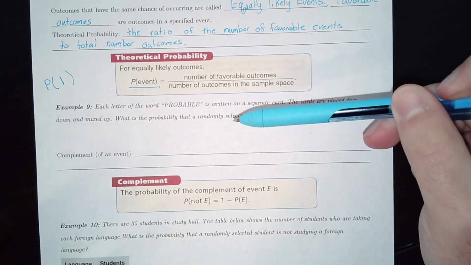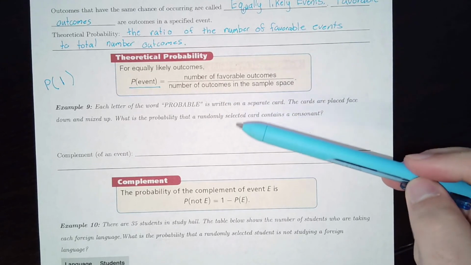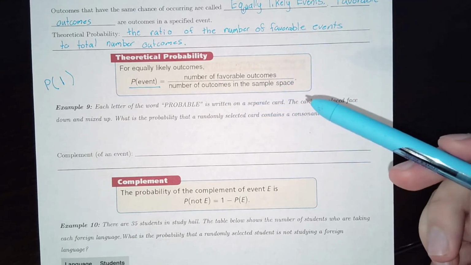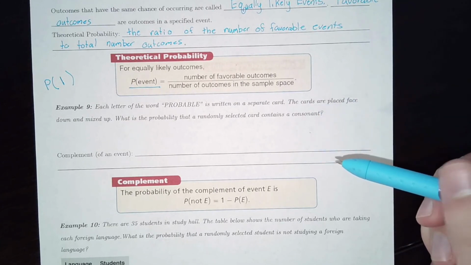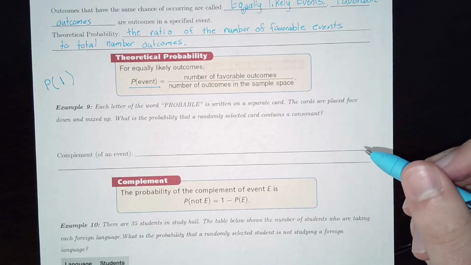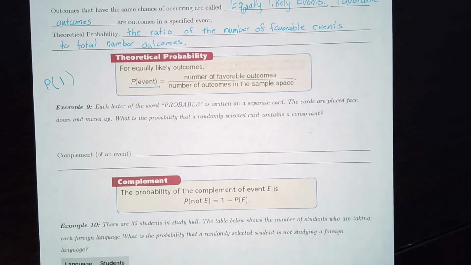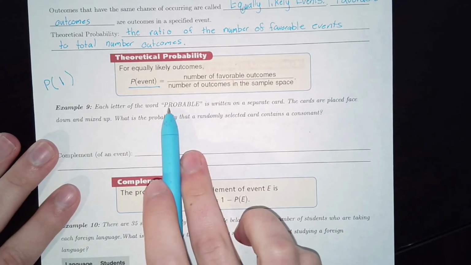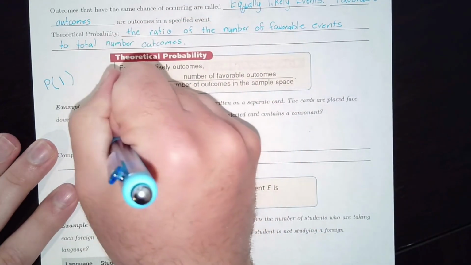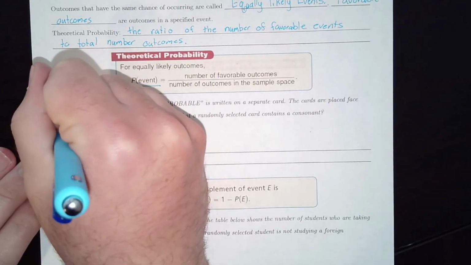So let's try one of these. Example number 9 here. Each letter of the word PROBABLE is written on a separate card. The cards are placed face down and mixed up. What is the probability that a randomly selected card contains a consonant? Now, consonants are letters that are not vowels, so not A, E, I, O, or U. We're going to consider Y to be one, but we don't have Y anyway. So I have a total of 1, 2, 3, 4, 5, 6, 7, 8 letters. So I know that my probability here is going to have to be out of 8 because I have 8 total.